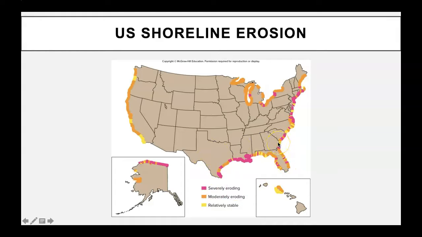The severe erosion are these pink areas. So all along the coast of Louisiana, the northern part of the Outer Banks, New Jersey, Connecticut, Rhode Island, Massachusetts, lots of erosion. So moderate erosion, relatively stable, and severely eroding areas of the United States coastline.